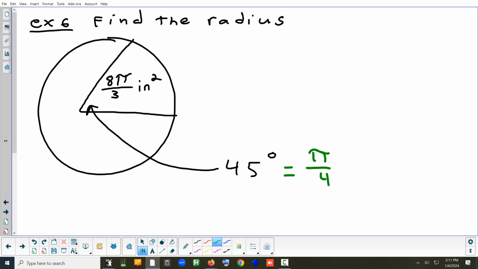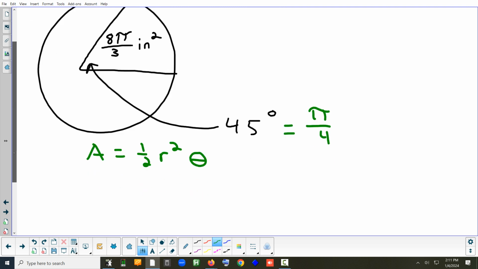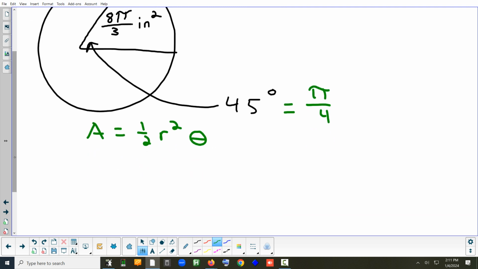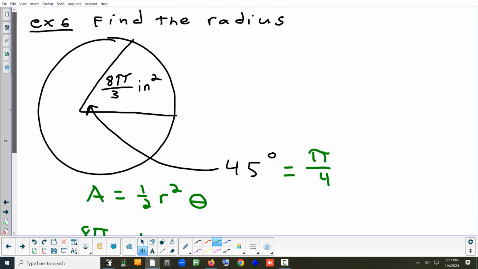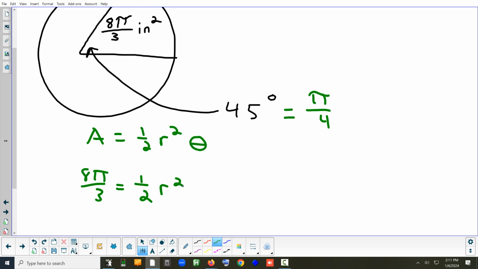All right, so let's fill it in. So area is 1/2 r squared theta. Okay, what's the area? 8 pi over 3. What's the radius? We don't know. That's the question. Find the radius. And what's theta? Pi over 4.